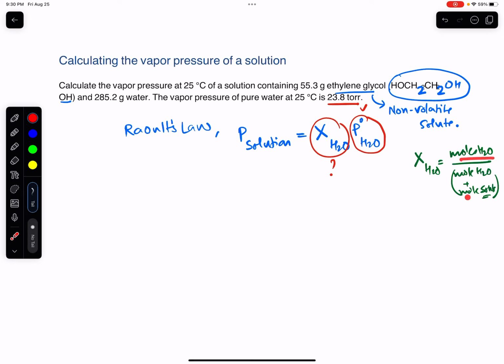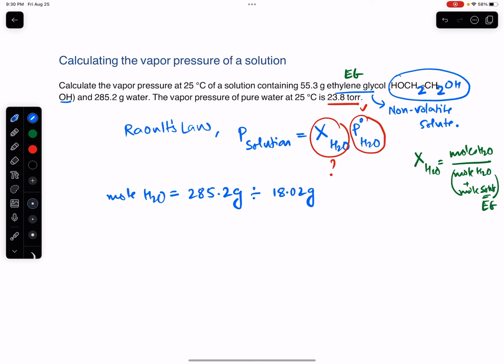All right, so now that we know that, the first step is we need to calculate the moles of water, and then we need to calculate the moles of solute, which is your ethylene glycol. Let's represent ethylene glycol as Eg. All right, so the moles of water is equal to the mass of water, which is given to us in the problem, 285.2 grams. Okay, and you have to divide that by the molar mass of water, which is 18.02 grams per mole, and that's going to give us 15.8268 and it goes on, moles. Okay, so that's the moles of water.